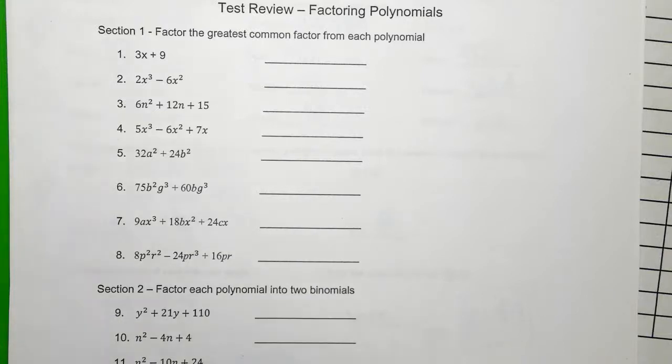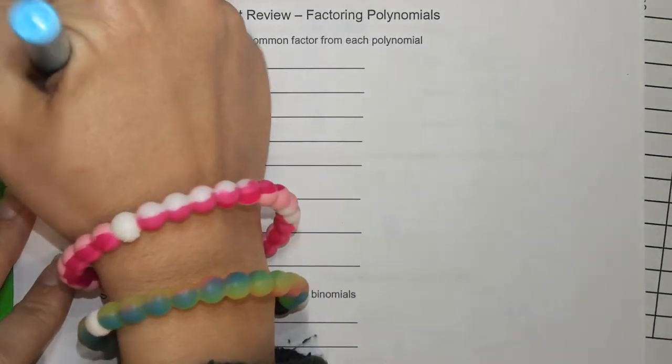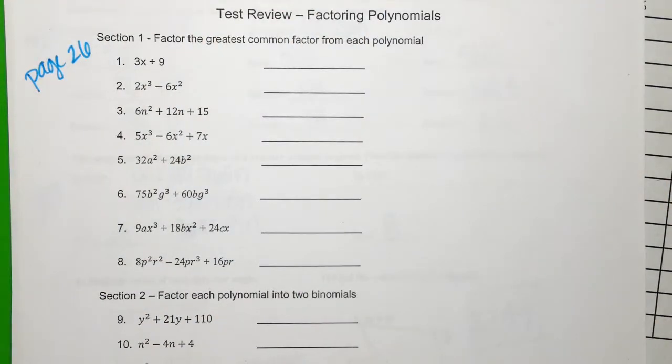Okay, so now what we're going to do besides section 1 is we're going to write page 26. Now, what does it say on page 26 to do to find the greatest common factor? CJ.